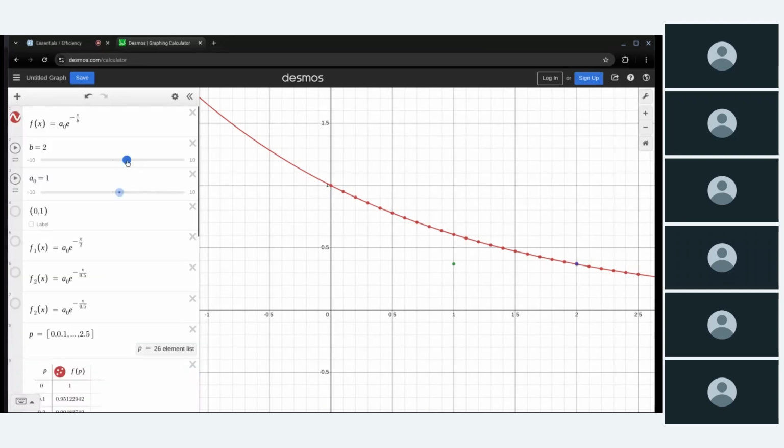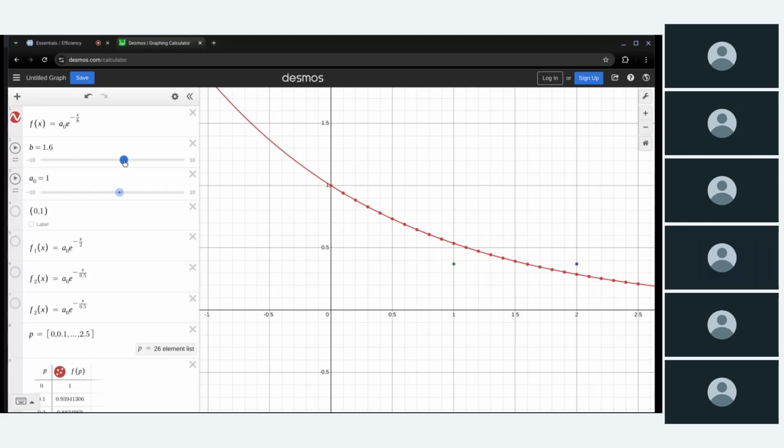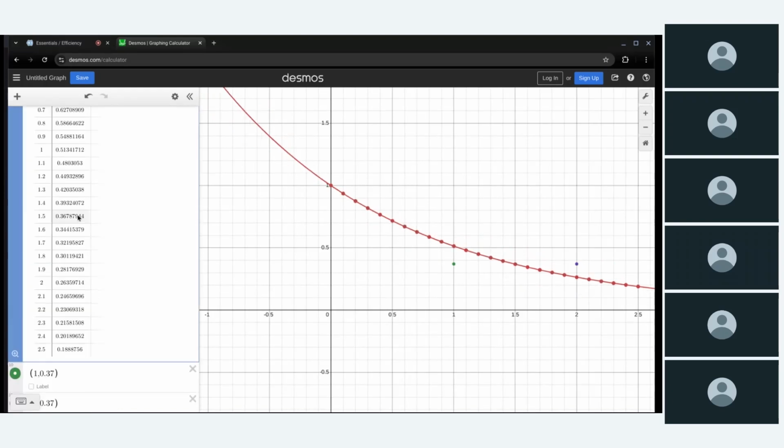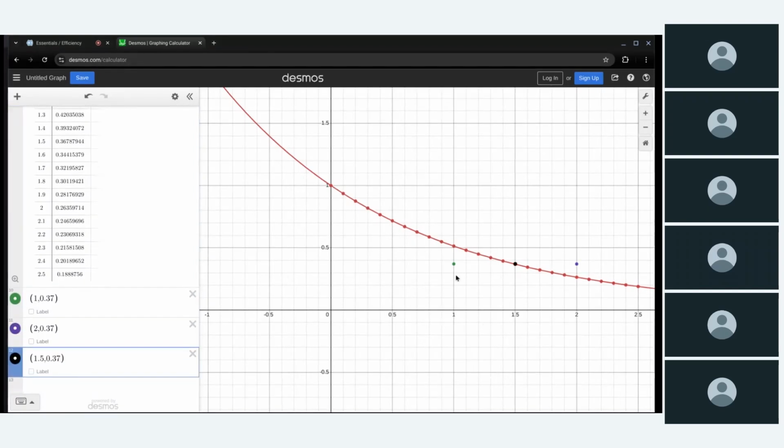Okay, let's change b back to 1. If b is 1, notice these are all at the same height. The value 0.37 is what matters. Let's do one more intermediate value, 1.5 perhaps, to show that things are in a straight line. And it is 0.367, the time point is 1.5. Notice 0.37 is constant, it's always occurring at 0.37.